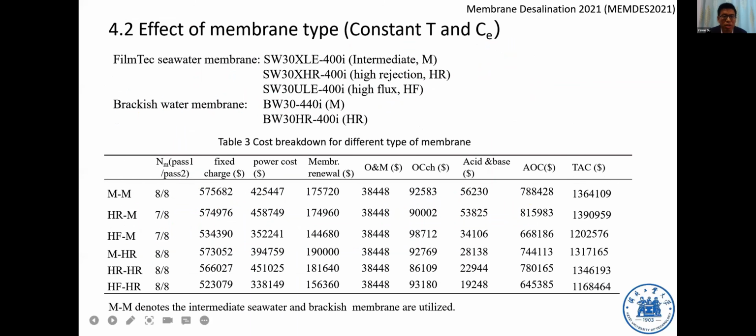And part 2 is the effect of membrane type. We compared 3 types of seawater membrane and 2 types of brackish water membrane, and we found that the high-flux seawater membrane and high-rejection brackish water membrane show the lowest water cost and energy consumption.